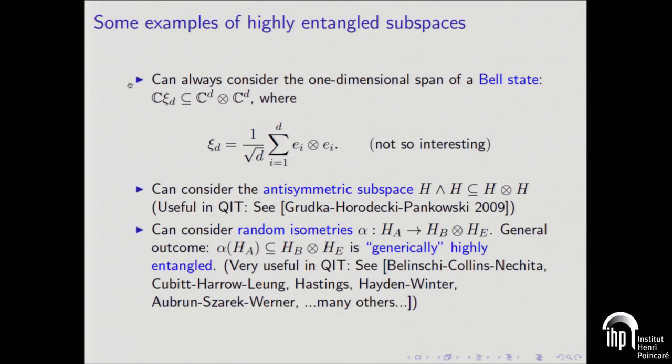So you can consider a natural model for random isometries of subspaces mapping H_A into tensor products. And the general outcome there is, in certain asymptotic regimes, that the image of a space under a random isometry inside of a tensor product is generically highly entangled. And this, of course, as everyone knows here, has lots of applications to various problems, including the resolution in the negative of the minimum output entropy additivity conjecture.